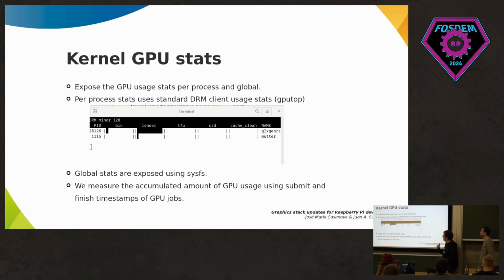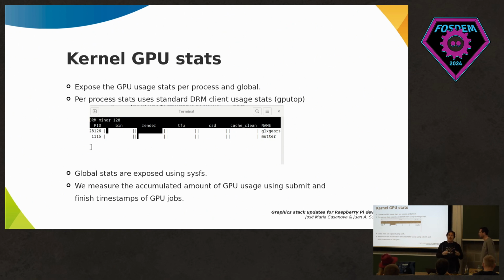Another feature that was quite interesting for the users was to know if they were really using the GPU when running the different applications. It would happen for a lot of developers that they said, I don't know if this is really working with the GPU. So we implemented GPU stats. We expose these stats per process using the standard way in DRM, and we also expose global stats.